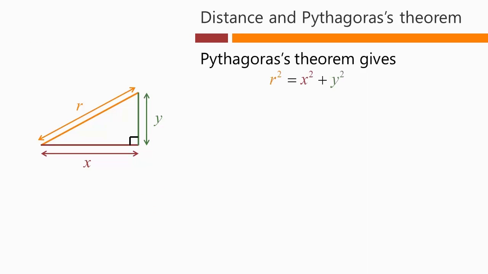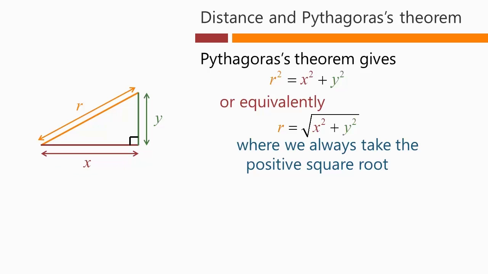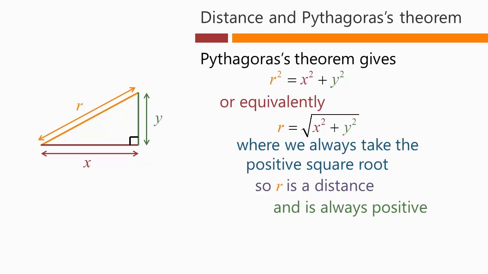Now, Pythagoras' theorem tells us that the square of this distance here, the hypotenuse, is equal to the sum of the squares of this side and of this opposing side of this right-angled triangle. And so, equivalently, we could say that the length of this side of the triangle is the square root of x squared, the square of this side, plus y squared, the square of that side. And by convention here, we always take the positive square root. So r is a distance, and it is always positive.